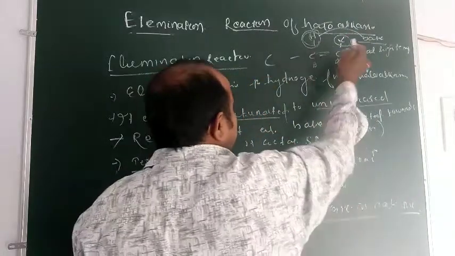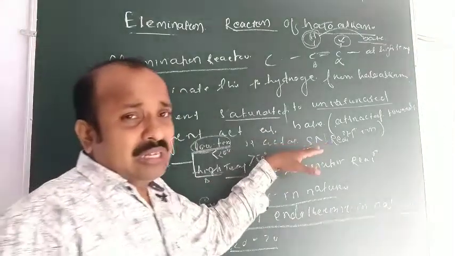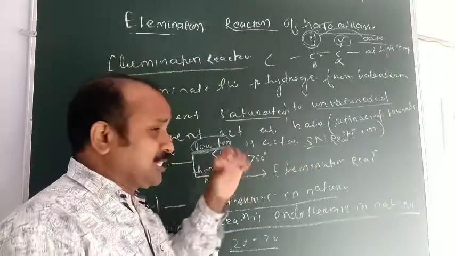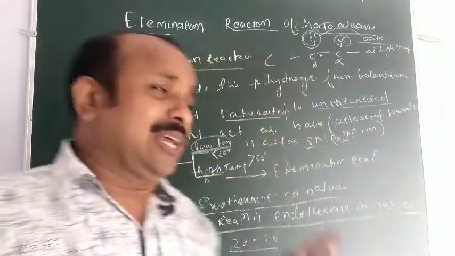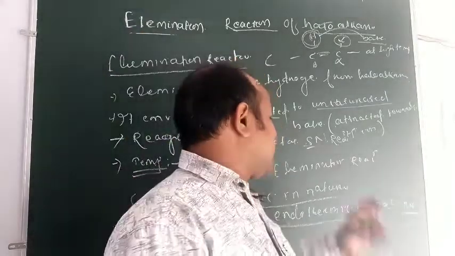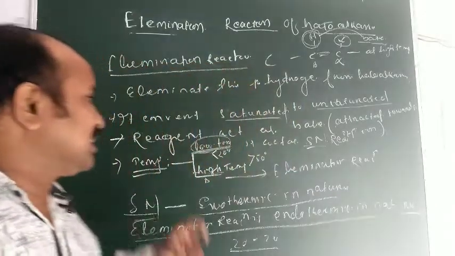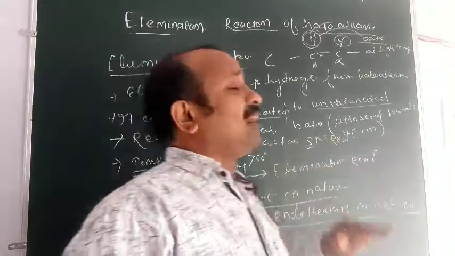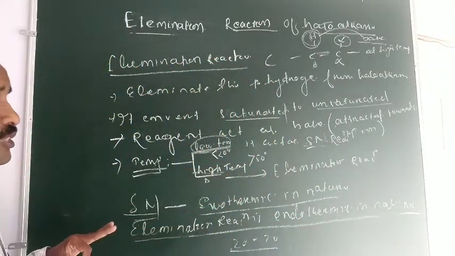It is a very thin line of difference: the same base can substitute the halogen at a low temperature, which is called nucleophilic substitution reaction, but at a high temperature it gives elimination reaction. The very thin line difference between the SN reaction and the elimination reaction is temperature: low temperature, substitution; high temperature, elimination.